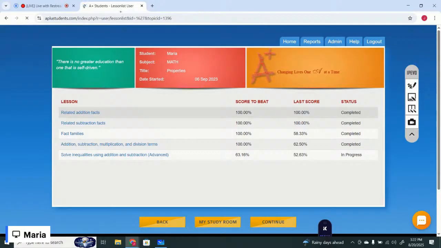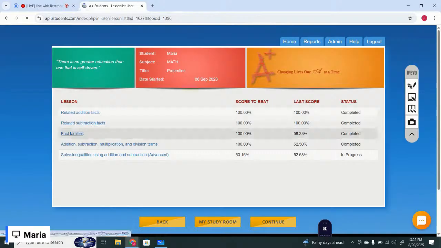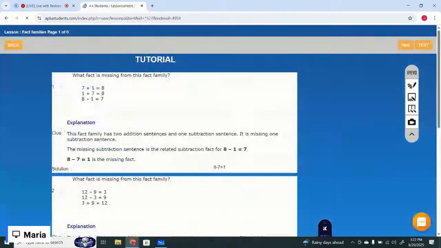Let's just start with the lesson. So if you are given one of the sentences, you can make the complete fact family, right? The fact family is we have two of the sentences with addition sign.